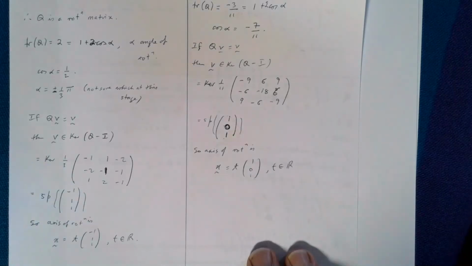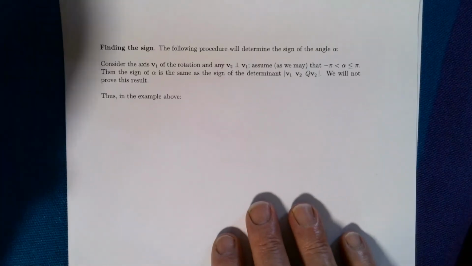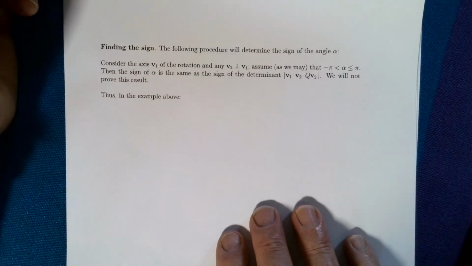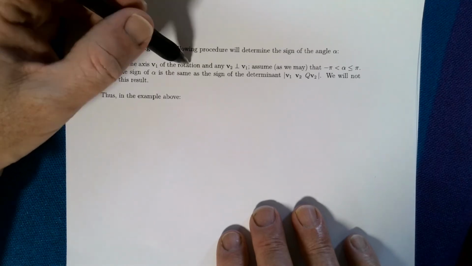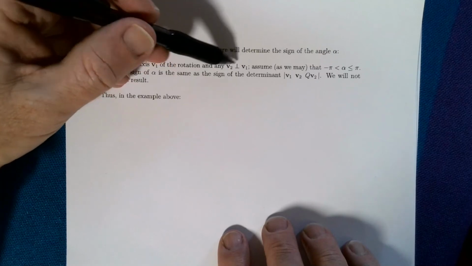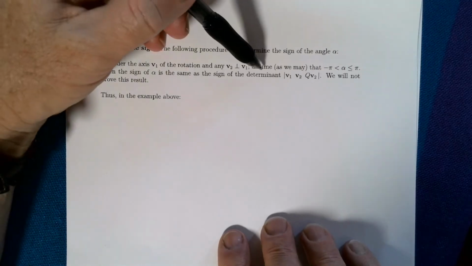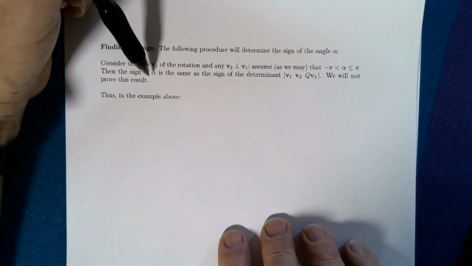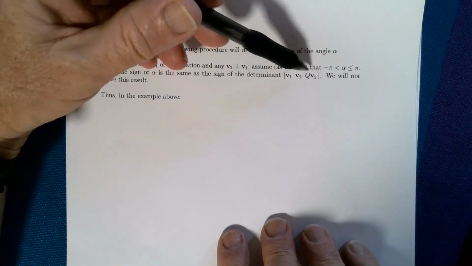Well, that answers most of the questions about this, except the problem of finding the sine. And I'll just say something about this here without giving too much in the way of proof. But there's a little procedure that determines the sine of the angle alpha. So what we do is we start off, we take the axis of the rotation, which we've worked out before, and we take any vector which is perpendicular to this one. We assume that the alpha is between minus pi and pi in this. So the sign of the sine of alpha turns out to be the same as the sign of the determinant of V1, V2 and QV2.